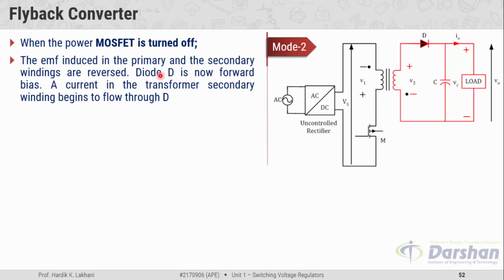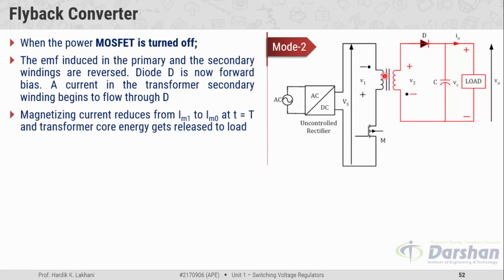So the EMF induced in the primary and the secondary windings are reversed. Diode D is now forward biased, and a current in the transformer secondary winding begins to flow through the diode D, which means that whatever energy was stored in the transformer during the previous interval gets released into the load via this freewheeling diode D. Current starts from this terminal of the secondary winding, passes through the diode, passes through the load, and this is how the closed loop path is formed, and the energy gets delivered into the load from this transformer.